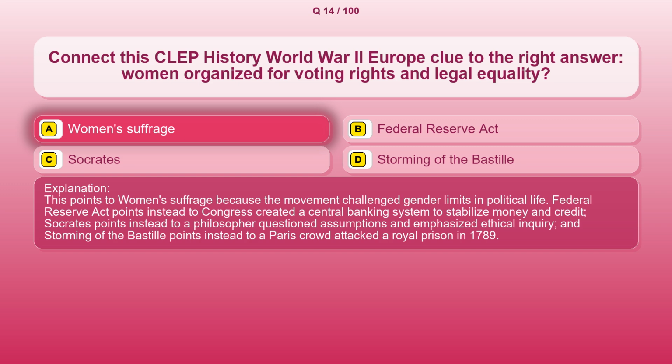Socrates points instead to a philosopher questioned assumptions and emphasized ethical inquiry, and storming of the Bastille points instead to a Paris crowd attacked a royal prison in 1789.